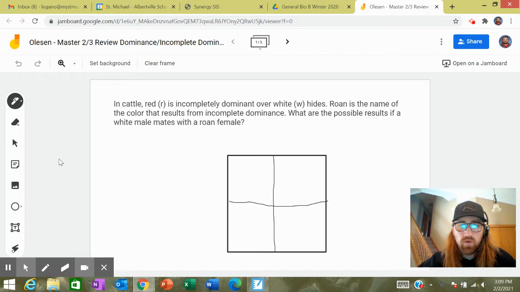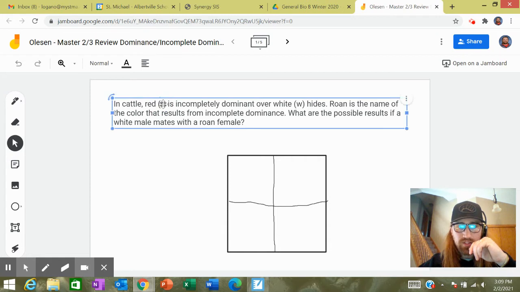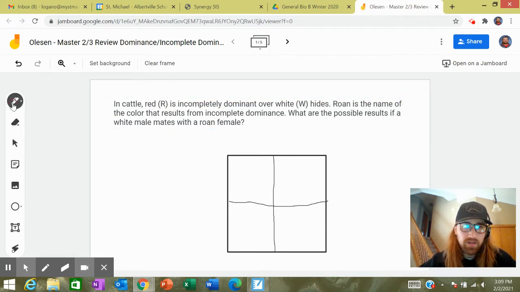So, question number 1 says, in cattle, red, which is shown by lowercase r, is incompletely dominant over white, which is RW, hides. Roan is the name of the color that results from incomplete dominance. What are the possible results if a white male mates with a roan female? Now, before we go any farther, I apologize, I'm going to make a correction here. I want to use capital letters here, to stay consistent with what we've been doing this whole time. But then we can get going.